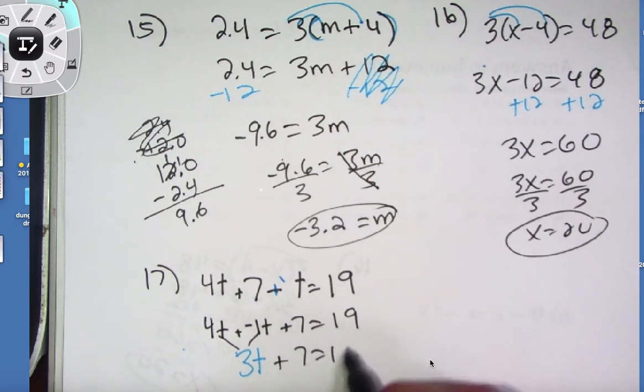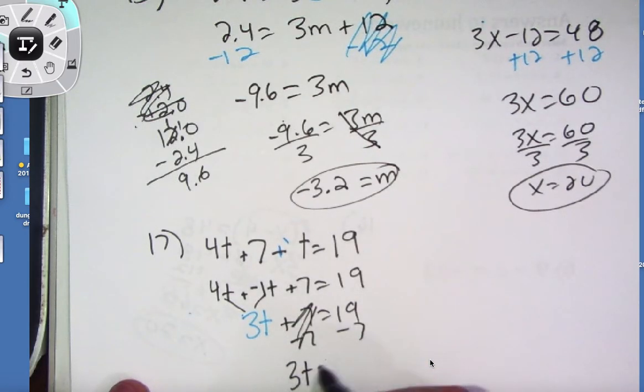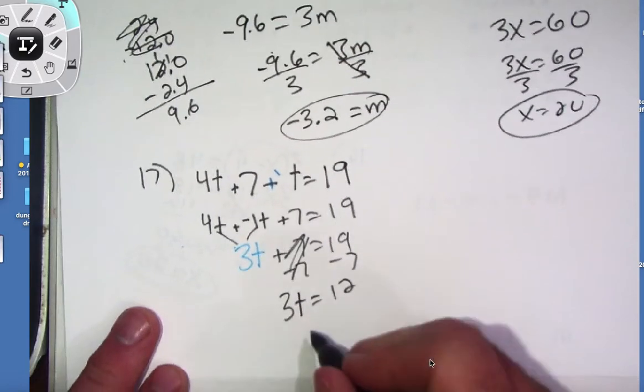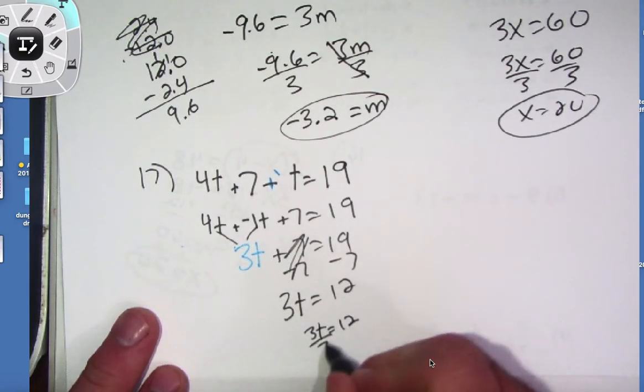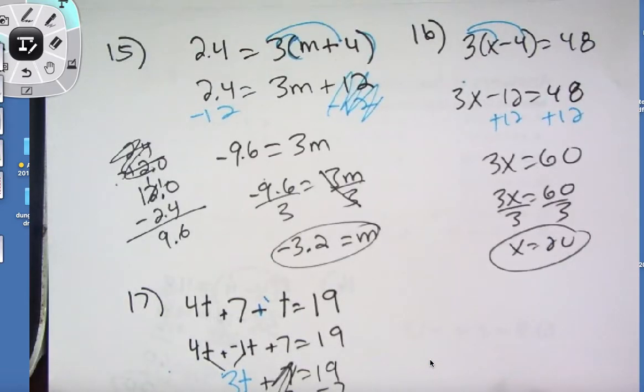plus 7 equals 19. Take away 7 from both sides. 3t equals 12. And we divide both sides by 3. You get t equals 4. Which I think is right. Yep, we got it right.